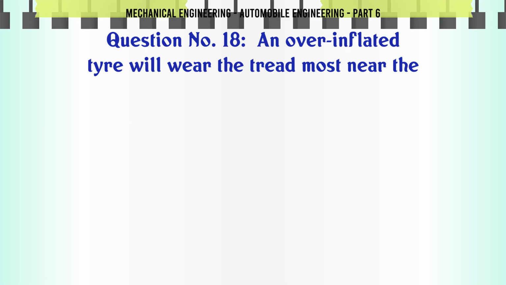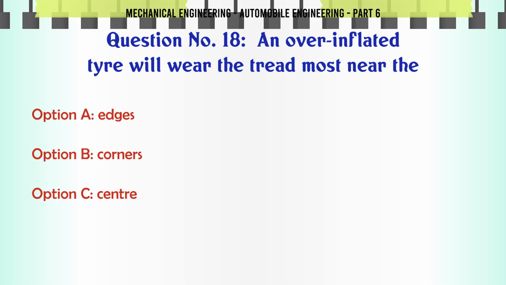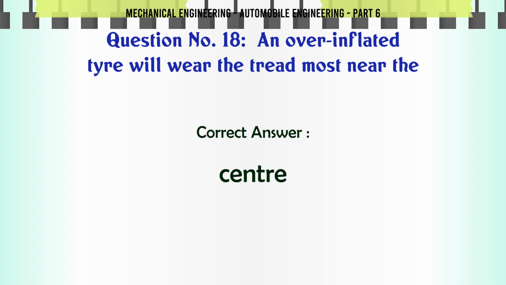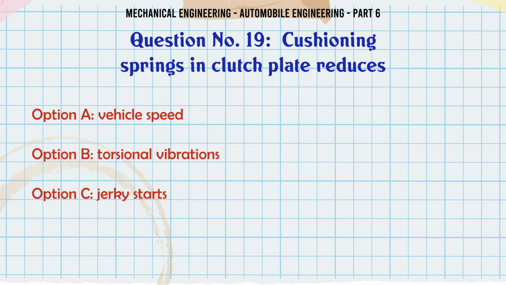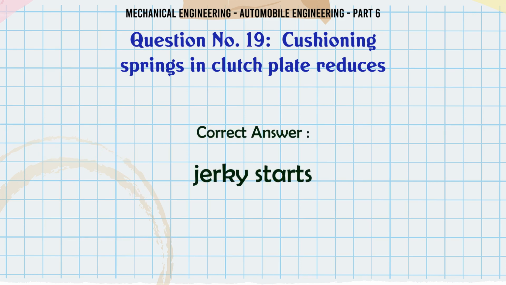An over-inflated tire will wear the tread most near the: A. edges, B. corners, C. center, D. none of these. The correct answer is center. Cushioning springs in clutch plate reduces: A. vehicle speed, B. torsional vibrations, C. jerky starts, D. none of these. The correct answer is jerky starts.